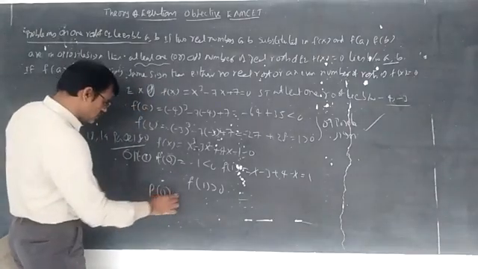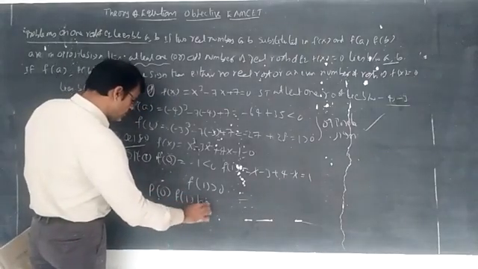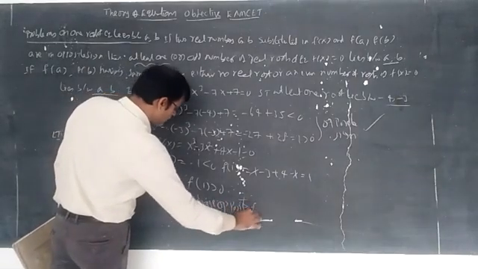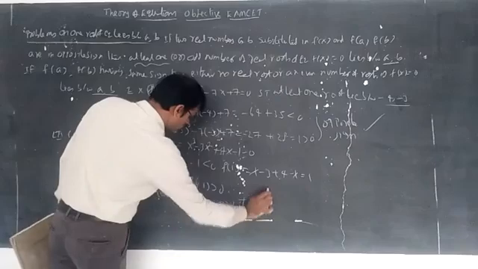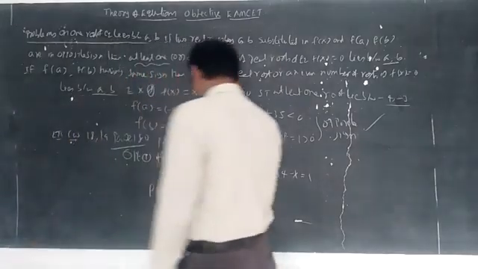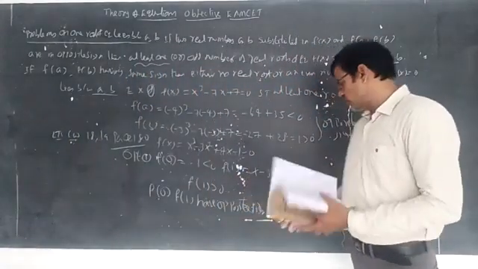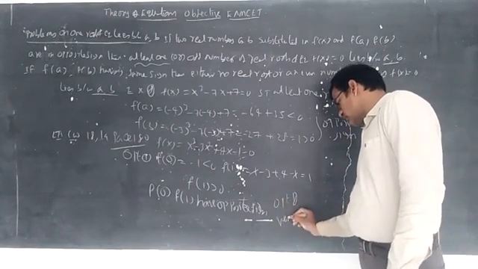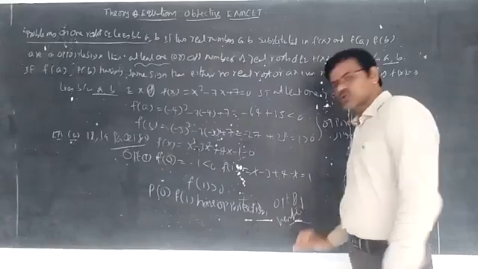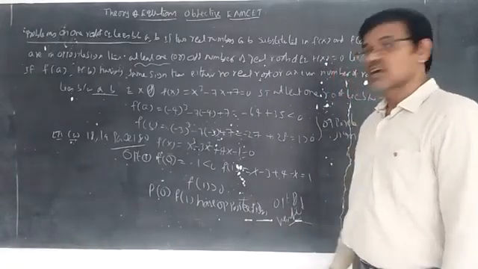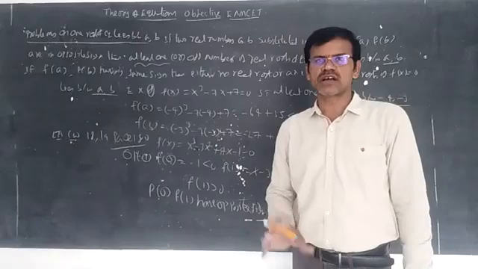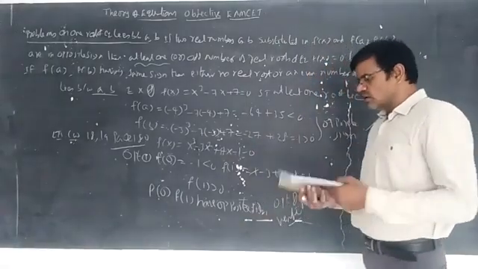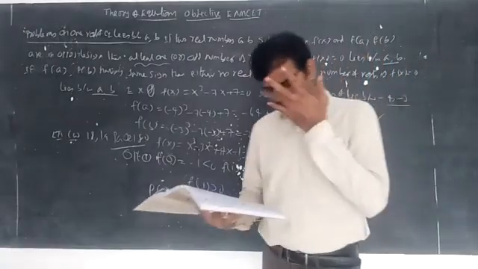So f of 0 and f of 1 have opposite sign, so this is the root interval. So option 1 is verified. Otherwise, if it is not verified, you can substitute option 2, option 3, like that. If two options are verified, the question is wrong; otherwise it is considered a multi-correct question. Here it is only option verification, the right answer.